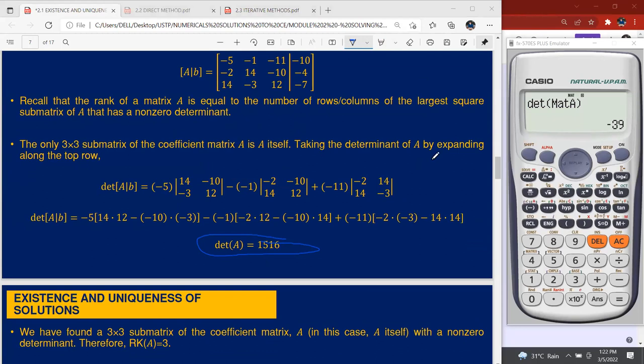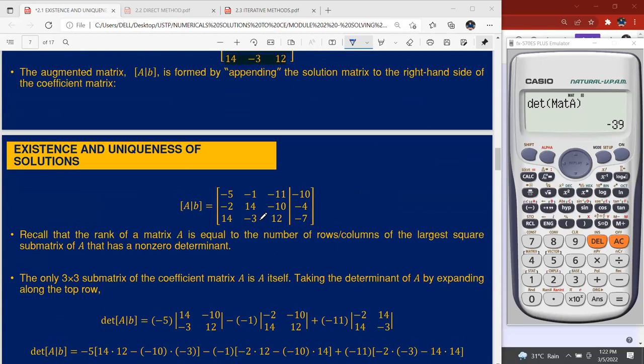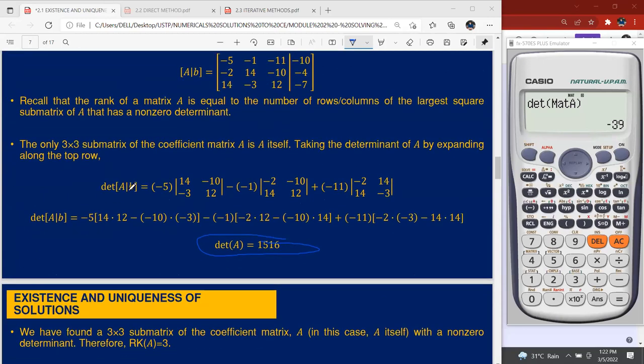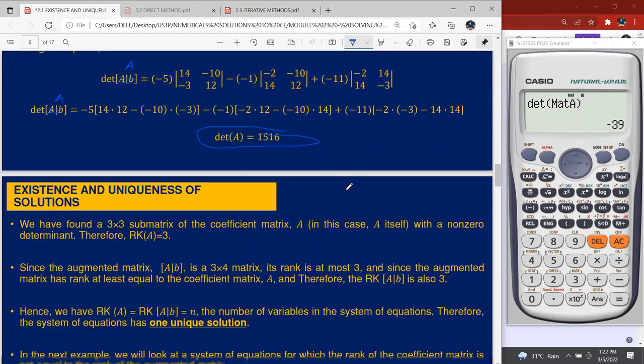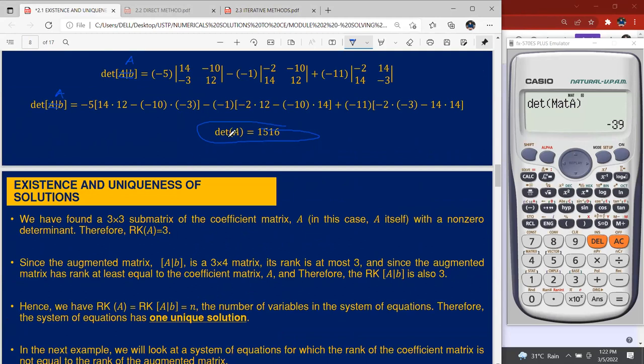Taking the determinant of A along the top row. Okay. This is the determinant expanding. This is not the determinant of A; this is the augmented matrix. Okay, check. 1, 2, 3. Okay. 11. Okay, so the determinant of A is 15, 16.